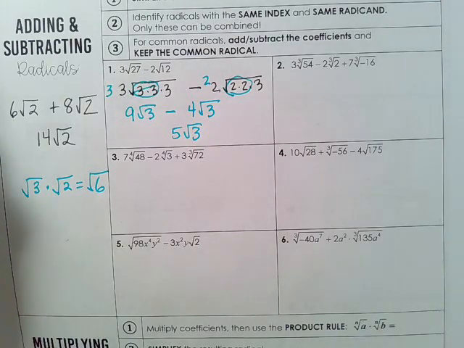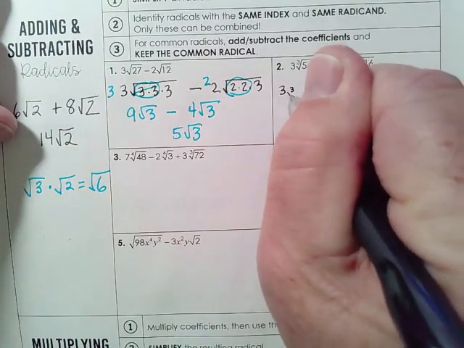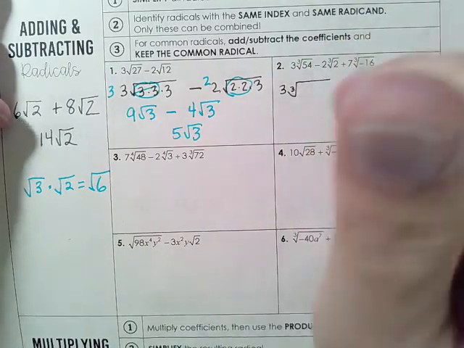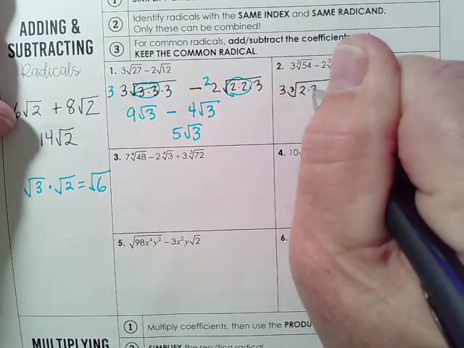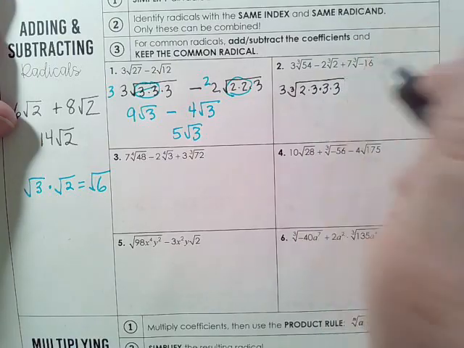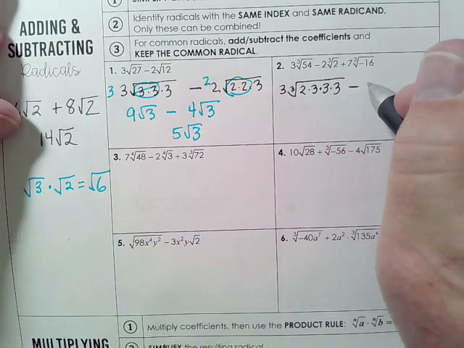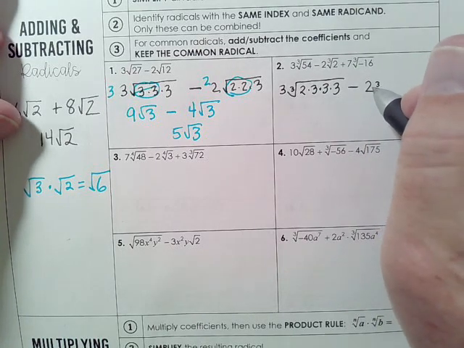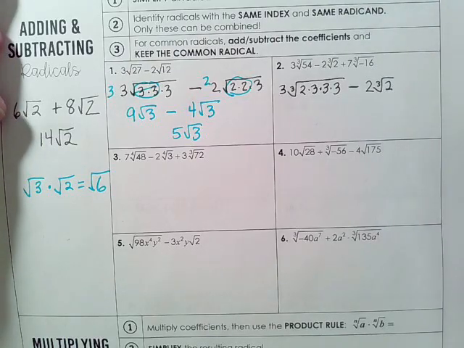Let's do number 2. I'll help you factor just to save us time. We have a cube root of 54. Let's see, that's 2 times 27. 27 is 3 times 9, and 9 is 3 times 3. I did that very fast, but don't let that bother you. You can do it with time. We're just saving a little time right now.